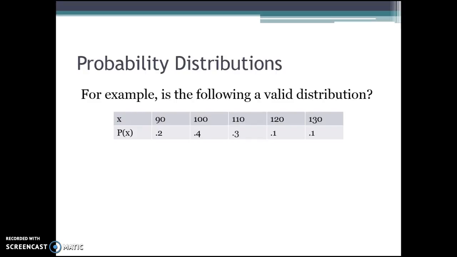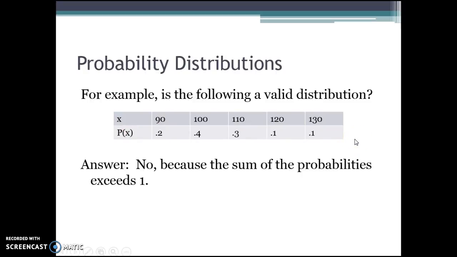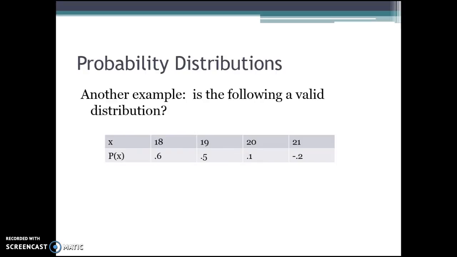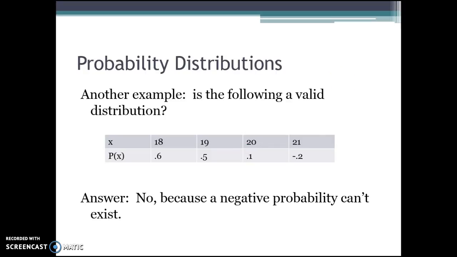So if I gave you a candidate for a probability distribution and asked you if it was valid, you'd look for mainly those 2 things. Do all the probabilities sum to 1, and are they all between 0 and 1? So in this first one, the probabilities sum up to be greater than 1. So that means this is not a valid distribution. In this second example, we have a negative probability, therefore not a probability distribution.